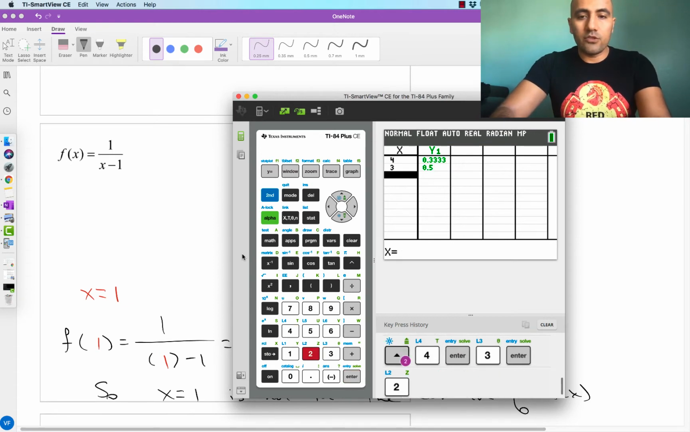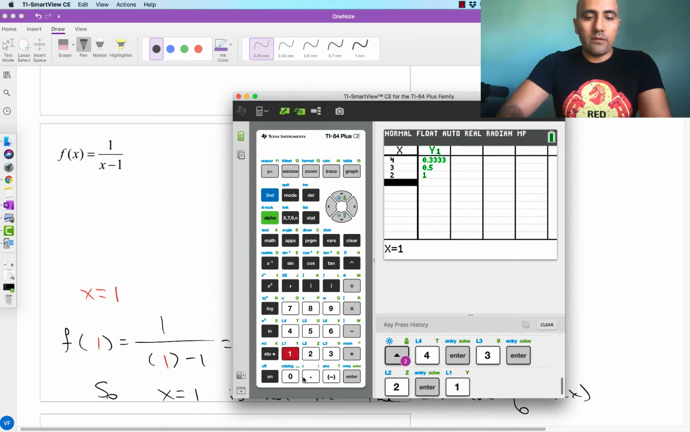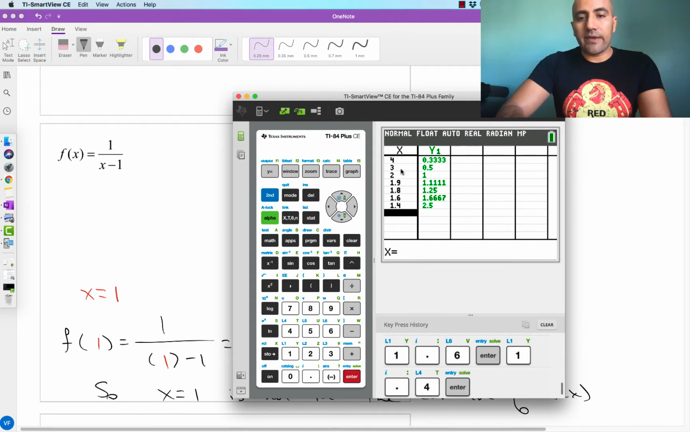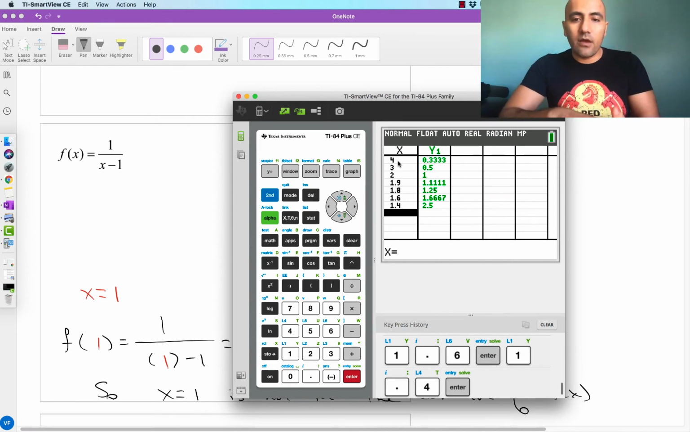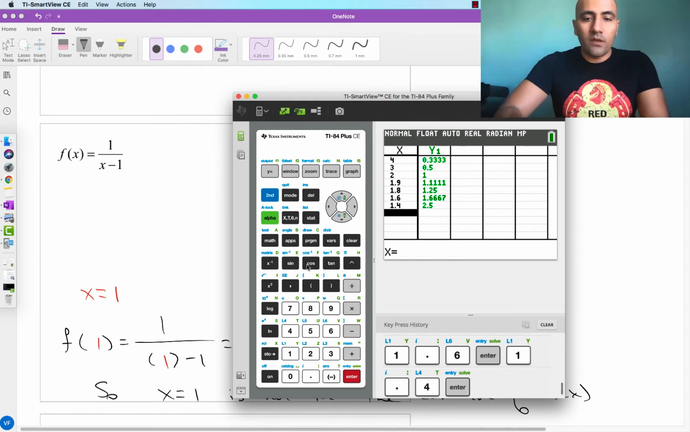3, 2. So I'm walking toward 1. Maybe 1.9, 1.8, 1.6, 1.4, right? The actual values I pick are a little arbitrary. I'm just walking closer and closer and closer to 1. We'll see when we get our graph what these values translate to.